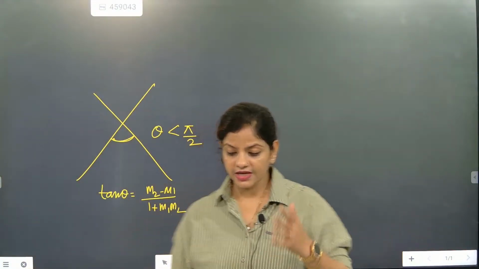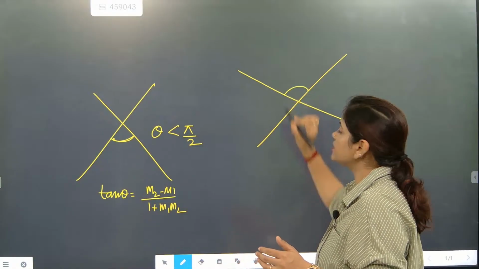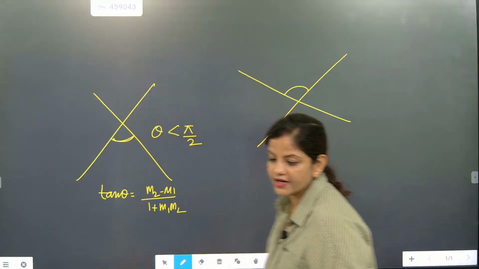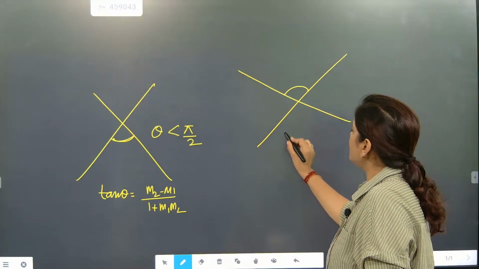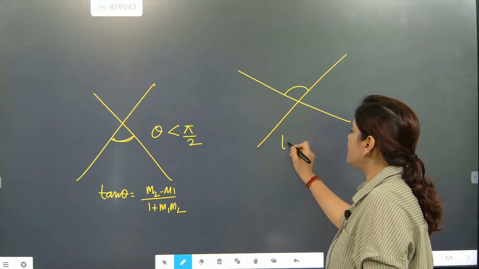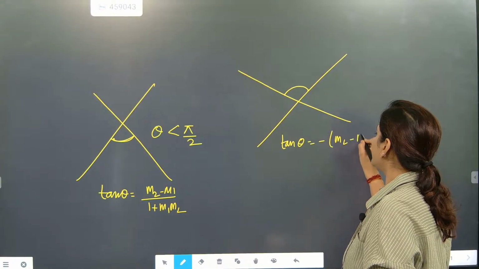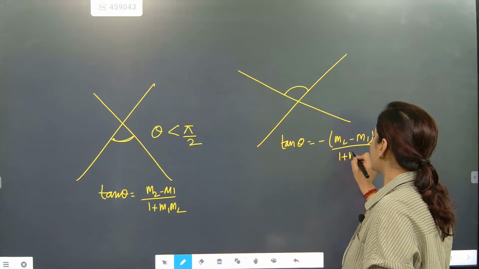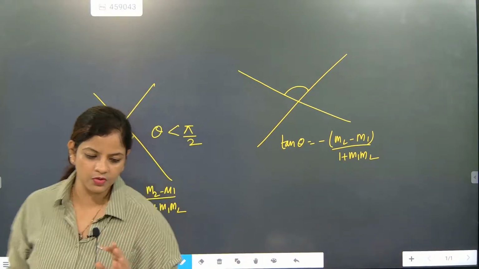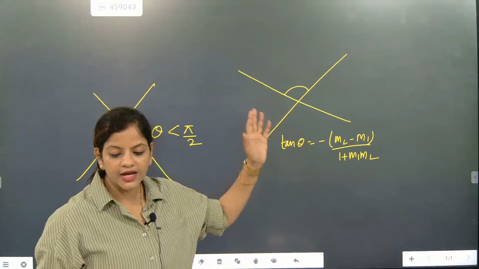Now the next case: when you draw this and the intersecting angle is more than 90 degrees, how do you respond? That time it will become 180 minus theta, so tan theta will come as negative m2 minus m1 by 1 plus m1 into m2. This is what comes when the intersecting angle is more than 90 degrees.